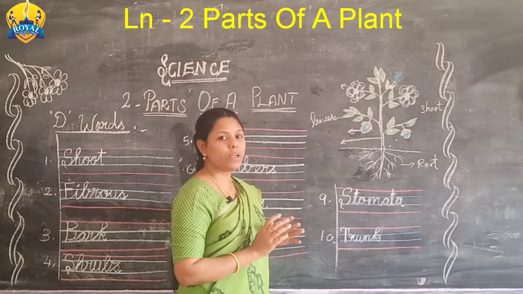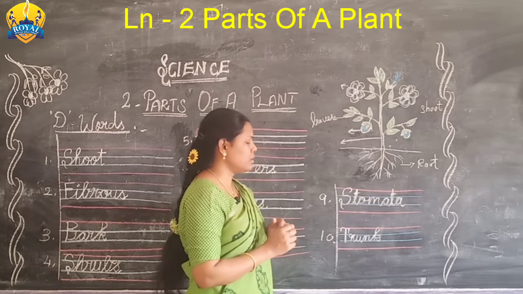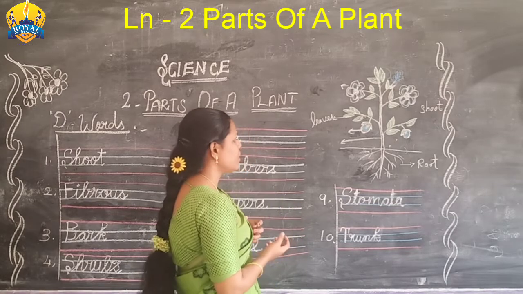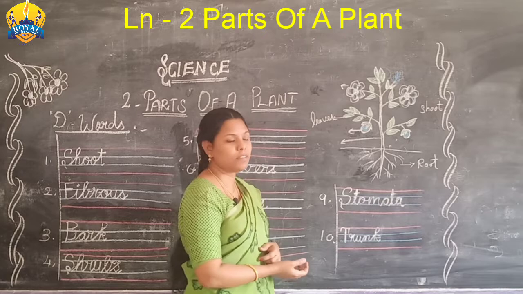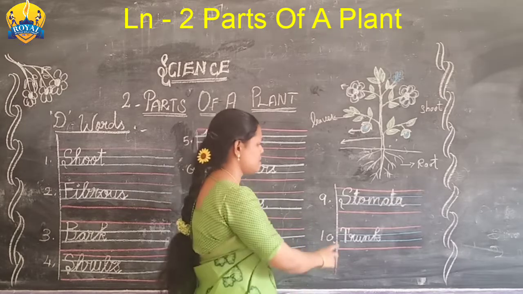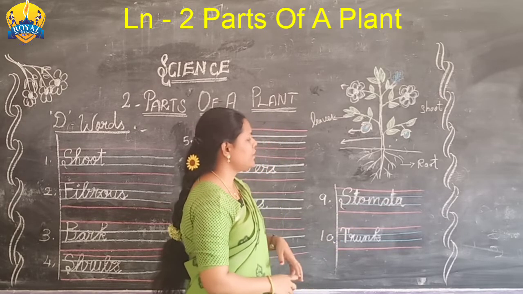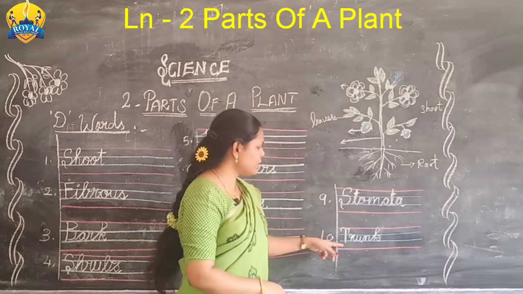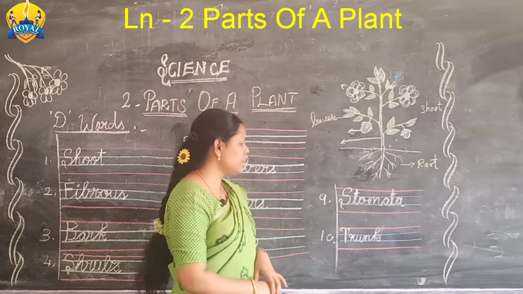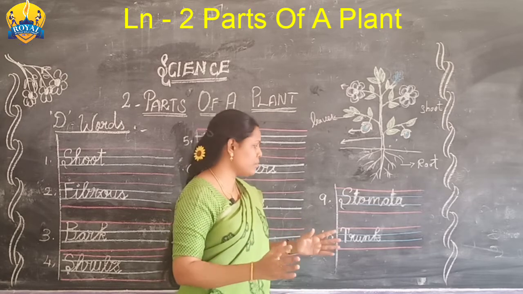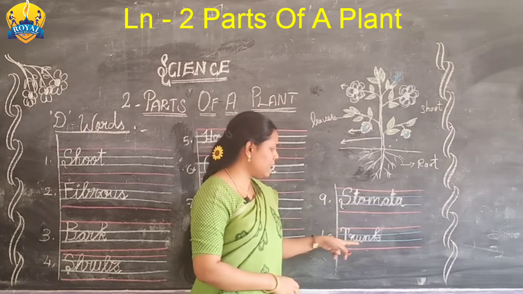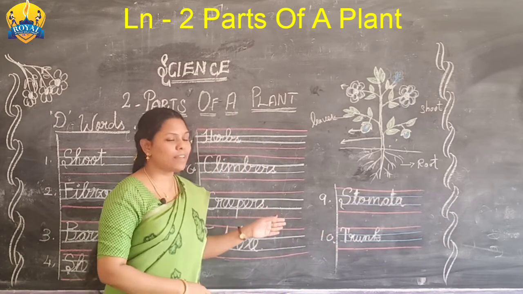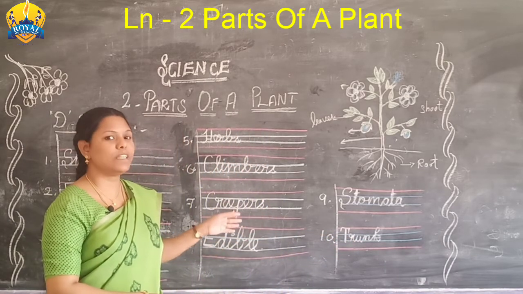Next one, stomata. Stomata is a tiny hole that is used to take in and release air. The stomata are used by the plant for the transpiration process and the photosynthesis process. S-T-O-M-A-T-A, stomata. Next, the last one, trunk. Trunk is the tree bark. The big tree stem is a trunk. T-R-U-N-K, trunk. Okay students, let's do the practice, write it at home and read it. Thank you.